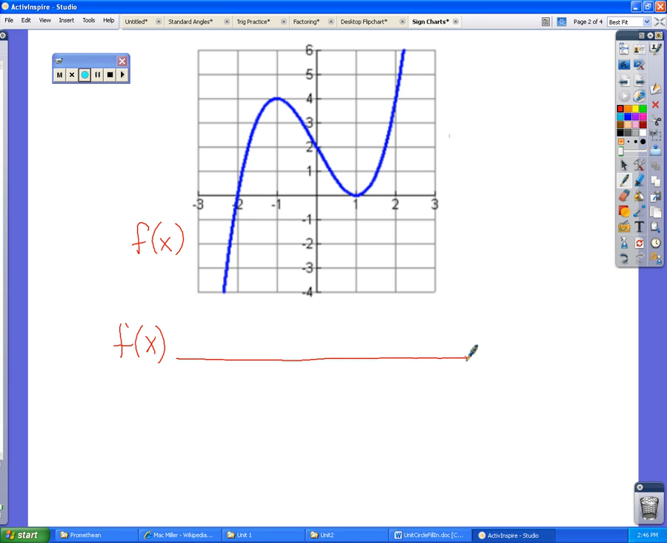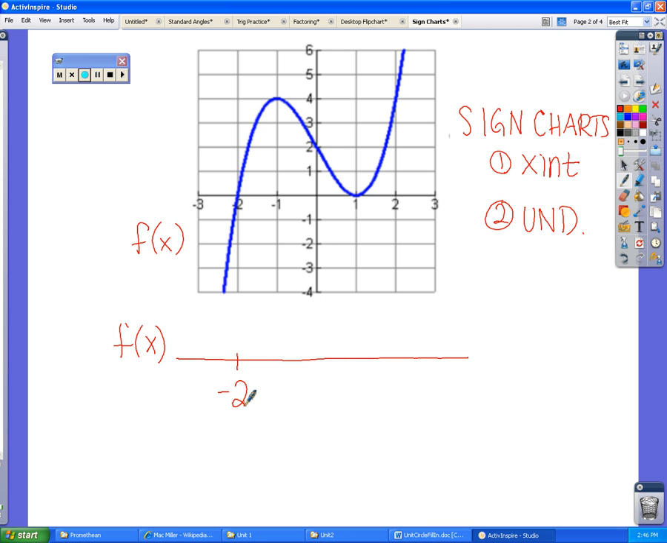So if we remember from class, sign charts must have x-intercepts, so where the function is equal to 0, and then also where the function is undefined. In this case, since this is a polynomial cubic function, the domain is all real numbers and there are no undefined points. Therefore, the only values that I'm putting on my sign chart would be zeros. Those correlate to these 2 points here.